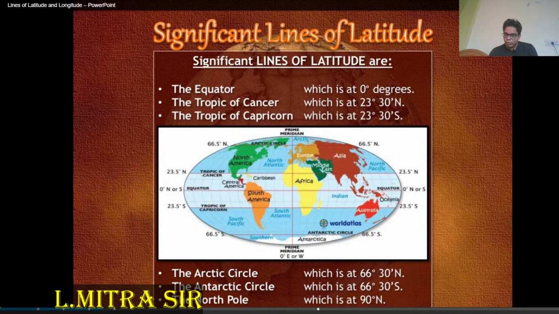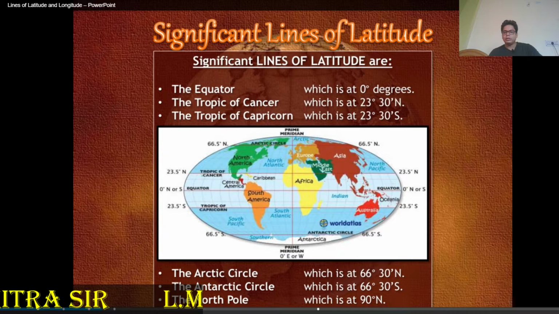Next is the Tropic of Cancer, which is 23.5 degrees north. Then comes the Tropic of Capricorn, 23.5 degrees south. The Arctic Circle, another very important one, is at 66.5 degrees north, and the Antarctic Circle is at 66.5 degrees south. The North Pole is at 90 degrees north, and the South Pole is at 90 degrees south.